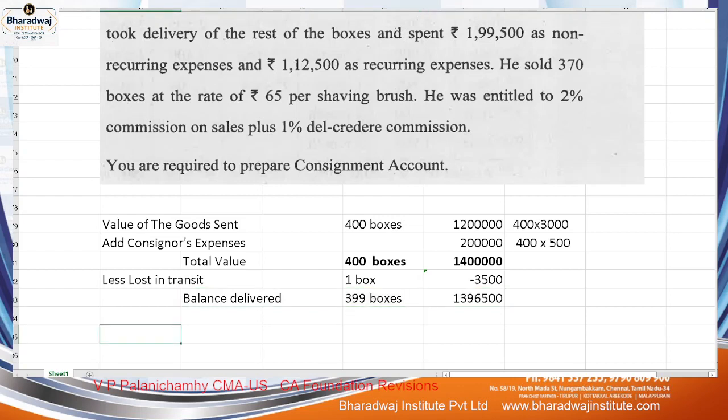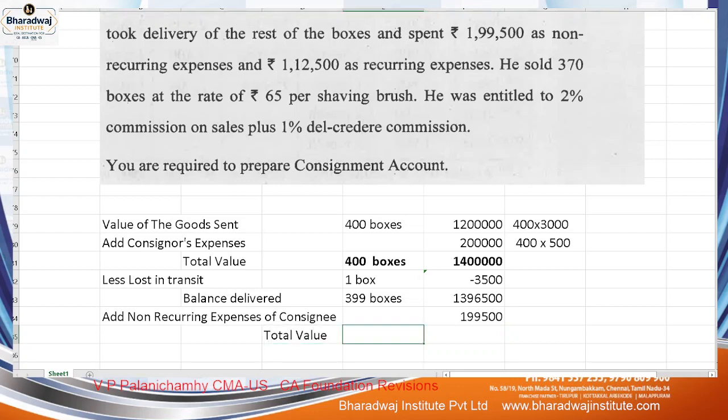Then add which one? Selling expenses of consignee or non-selling expenses. What are the non-selling or non-recurring expenses? Put 1,99,500. Total value of 399 boxes comes to this.